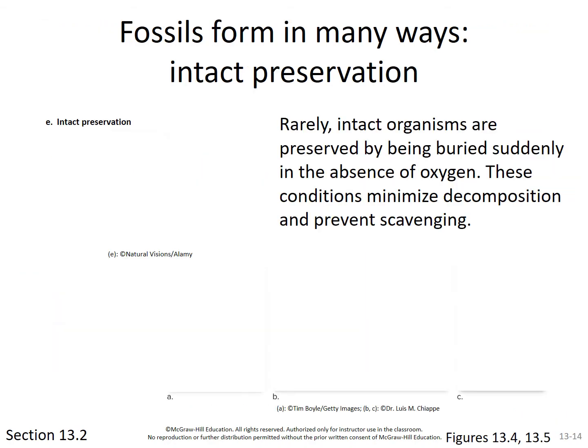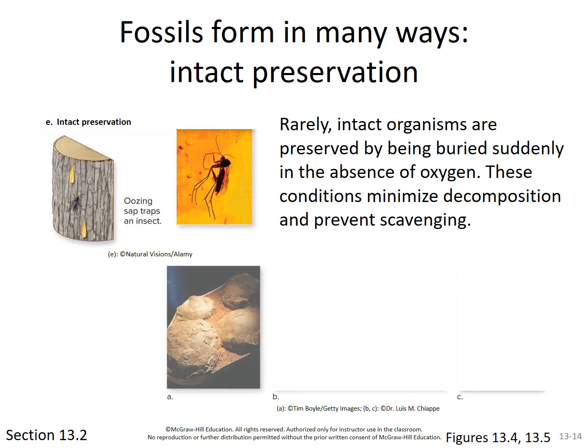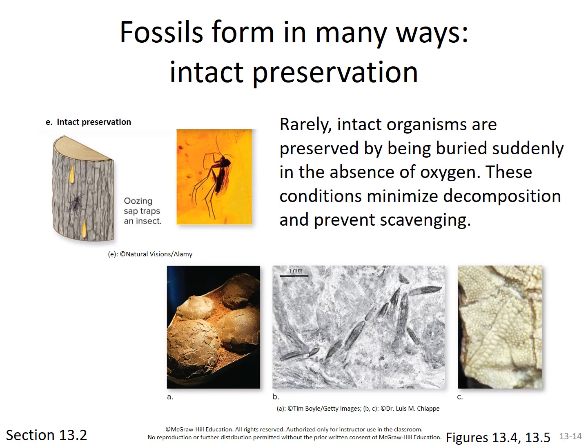Okay, sometimes you get intact preservation, and this happens only very rarely because you have to be buried suddenly in the absence of oxygen. So what this is going to do is minimize decomposition. It'll also prevent scavenging of the animal. Here's an example in which oozing sap traps an insect, and then the sap hardens into amber, and so you actually have the intact organism within the amber. These are other examples of intact preservation. Some of these have been lithified, but the organisms are mostly intact.